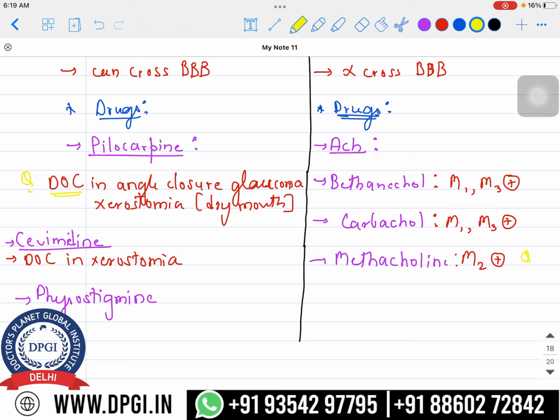Okay, and once they have asked you this, that methacholine, which receptor is it binding to, or basically stimulating? So methacholine is M for methacholine, M for M2. Okay, so basically it is stimulating the M2 receptor, right?